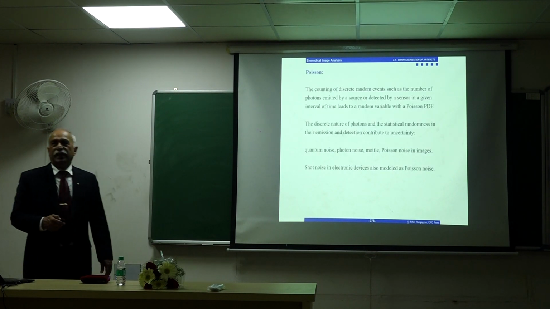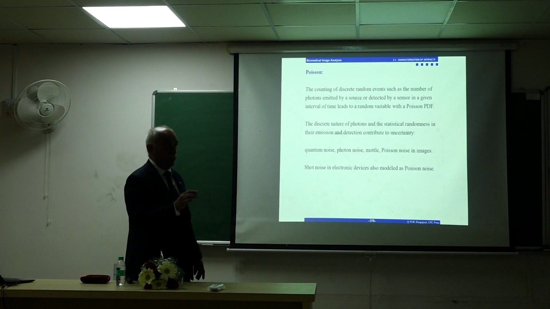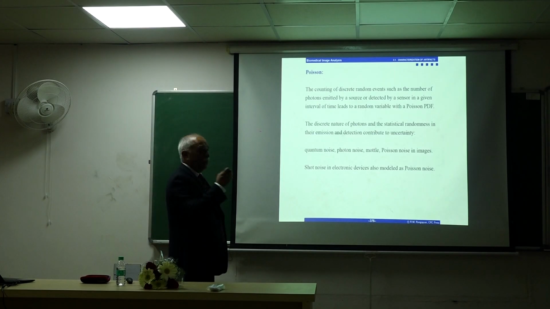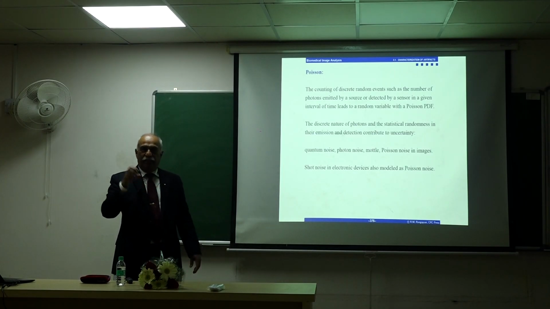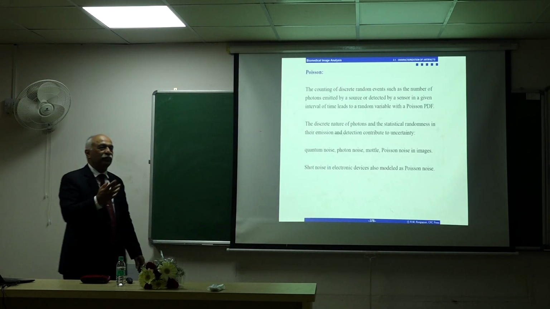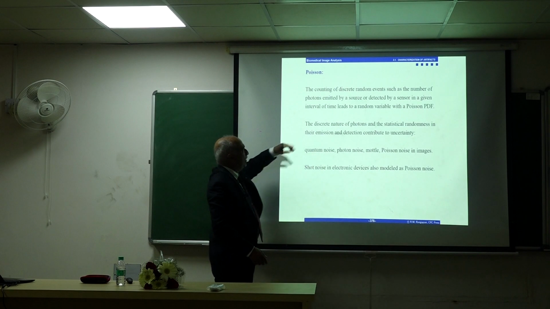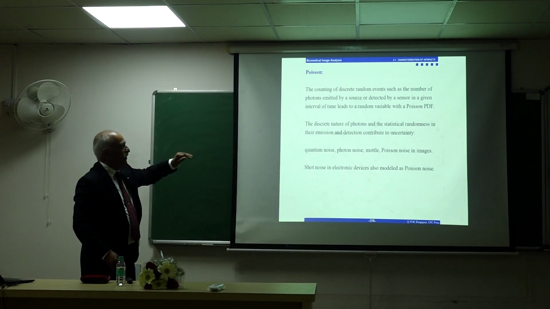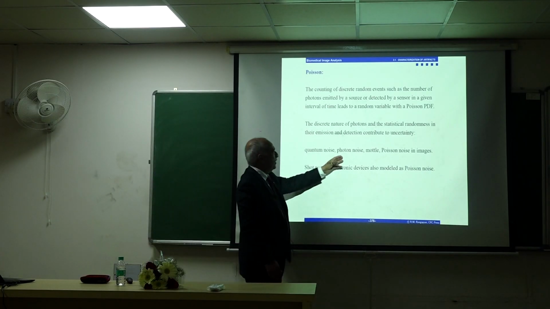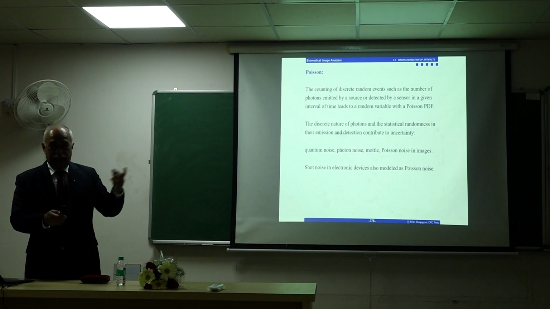Poisson noise is important in imaging, medical imaging, especially in photon counting, single photon emission computed tomography, gamma camera imaging. It involves the counting of discrete random events, such as the number of photons emitted by a source or detected. There could be a number of photons coming, but your detector will not catch all of them. They will catch some. And there is a randomness in the emission process and the detection process. The discrete nature of photons and the statistical randomness in their emission and detection contribute to uncertainty. You can call it quantum noise, photon noise, Poisson noise, or shot noise, depending upon the source and the type of system you're using.